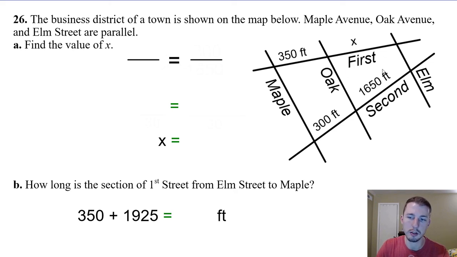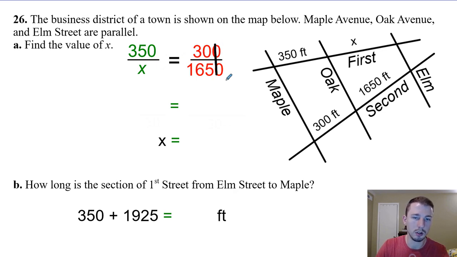If these are transversals and these are all parallel, they're all extensions of some similar triangles because the corresponding angles are the same. So I can set up a proportion. They're going to cut each other proportionally. So x, or 350, goes to 300, just as x goes to 1650. Now on this one, you're going to end up just putting in the calculator 350 times 1650 divided by 300.